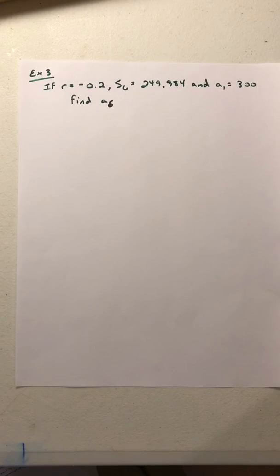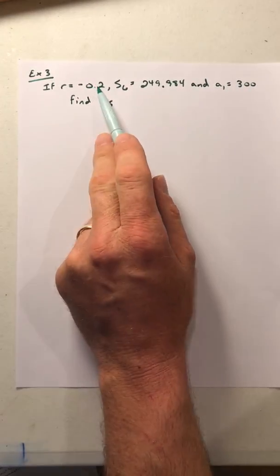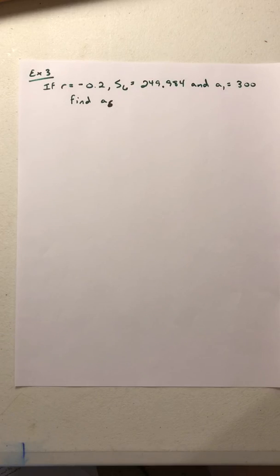One last one here, example 3. Again, we're given a common ratio of negative 2/10 or negative 1/5. We know the sum of the first 6 terms is 249.984, and we know the first term is 300. Can we find a of 6? Some of you may say, I can find a of 6 without knowing that sum. I can take 300 and multiply it by negative 1/5, 5 times, and get my 6th term, which is completely fine with me.